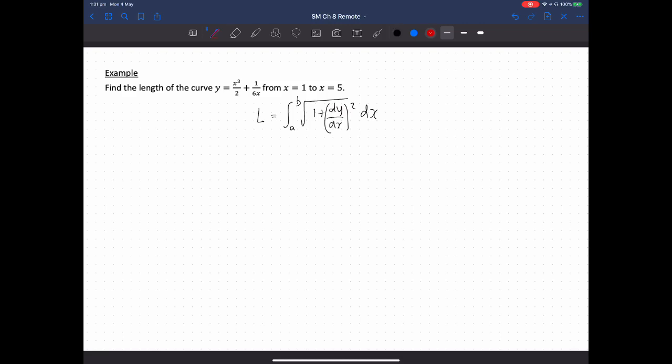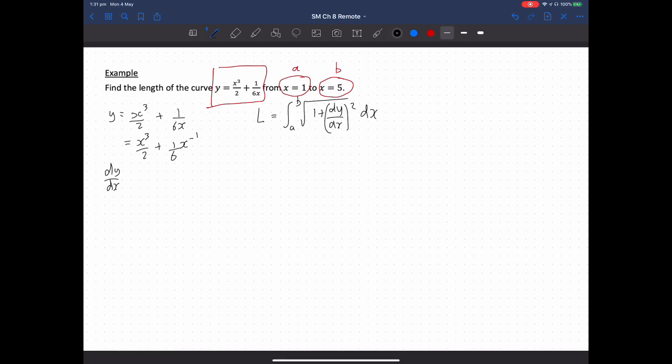So let's see what we have. x is equal to 1, there's a. x is equal to 5, there's b. And we have an expression for y. If we differentiate that expression, we now have dy/dx. So y equals x cubed on 2 plus 1 on 6x, which means x cubed on 2 plus 1 on 6 times x to the minus 1.